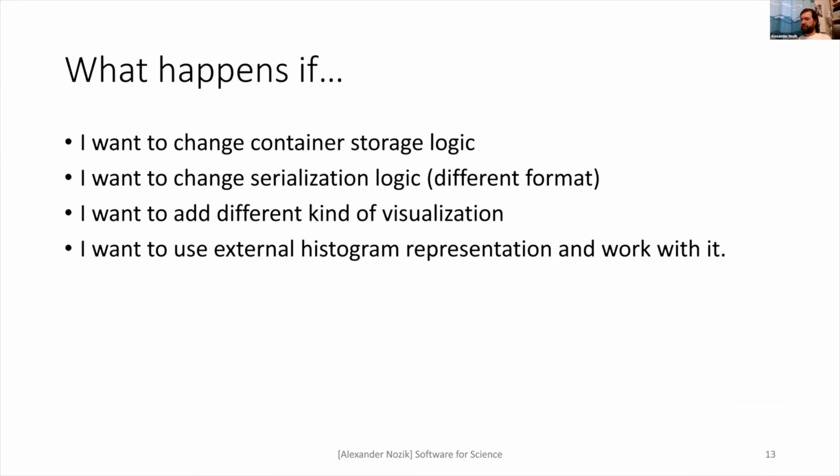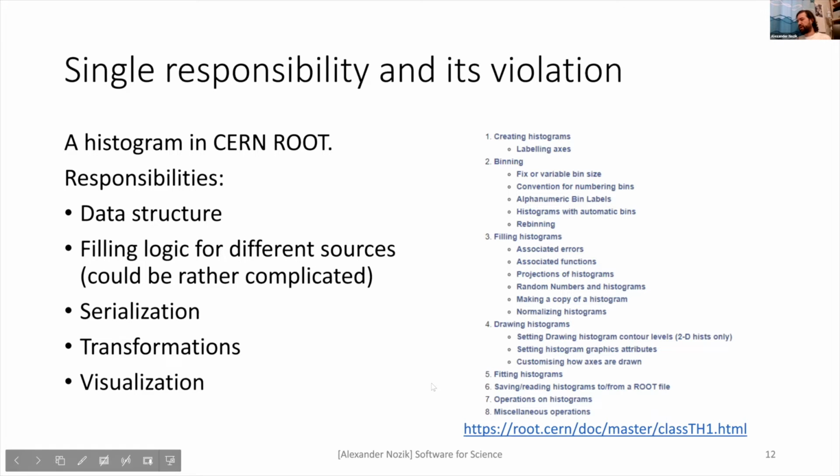Why? Consider that I want to change the container storage logic. For example, I want to use not an array of bins, but a map or dictionary in Python, or a tree map in Java or Kotlin, which could be better because it allows fast search between bins. Or I want to use any other implementation, for example, rely on an external library. I can't do that because all those behaviors are tightly coupled. They are working together, and when you change something, everything else is broken.